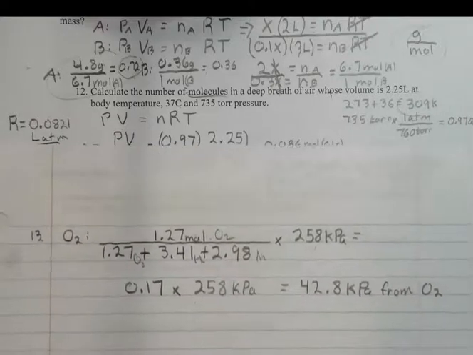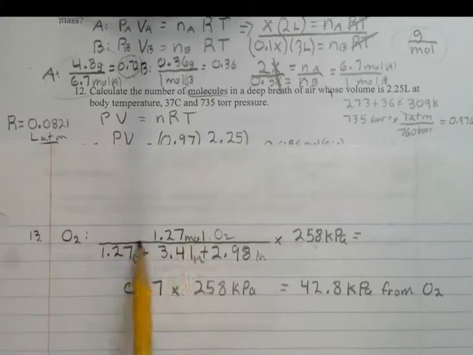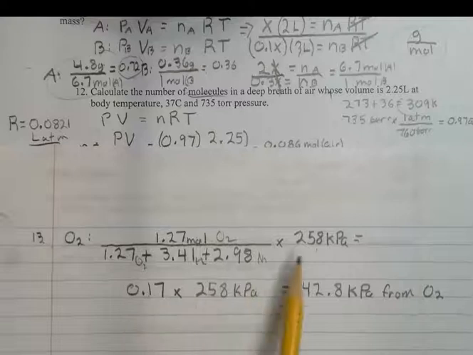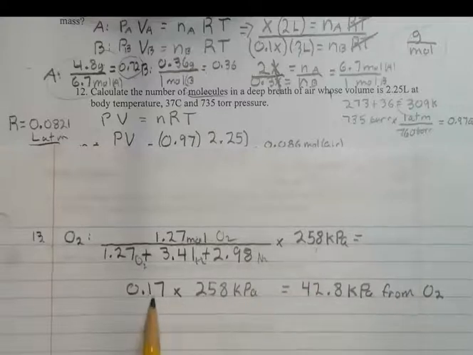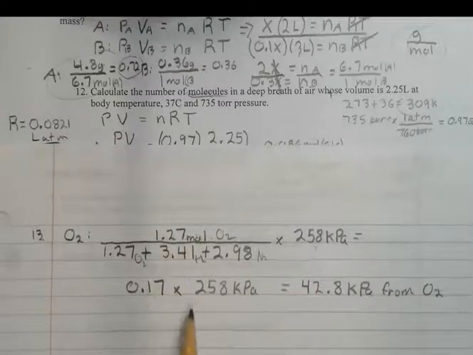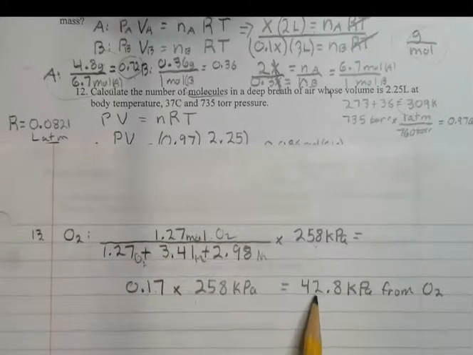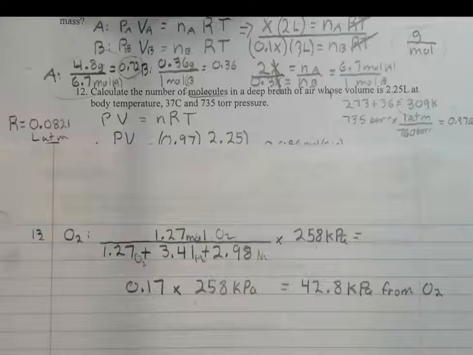And I'm off screen, so let me say what I did again. I divided this by all of these added together. I got 0.17. I multiplied that by the total pressure, so this is the mole fraction of oxygen. If I multiply that by the total pressure, you get the number of kilopascals of pressure that come from oxygen. It's the same ratio. Okay, so here we go.